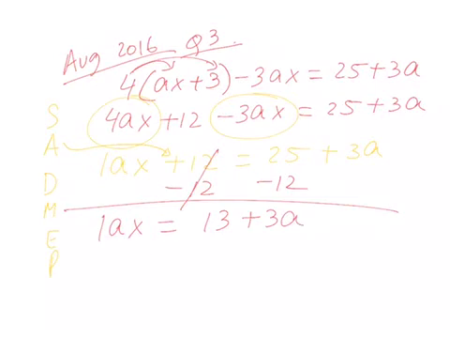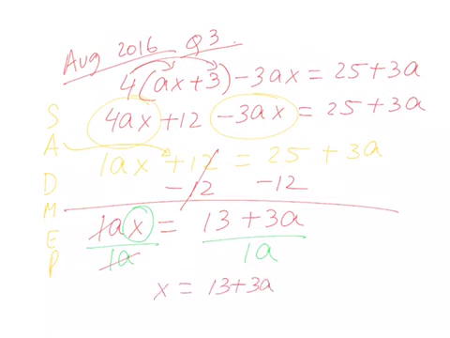We want x, so let's divide the 1a on both sides. That's our step. Then the 1a is cancelled and we get x is equal to 13 plus 3a divided by 1a. That's our answer.